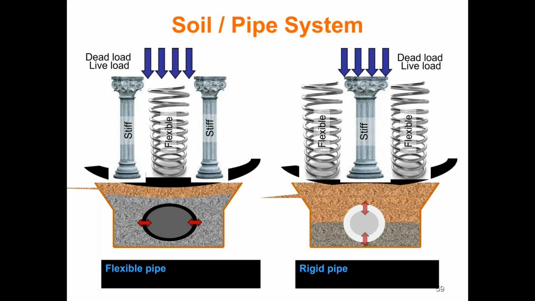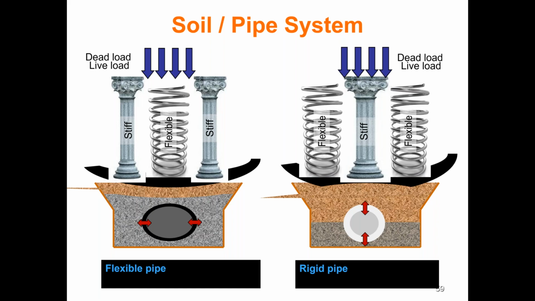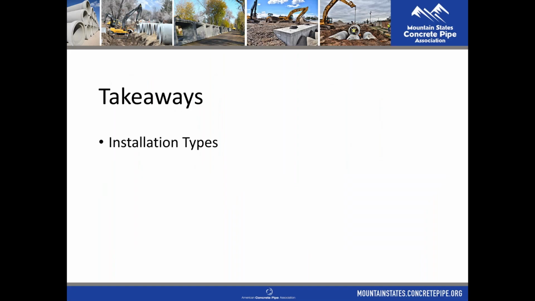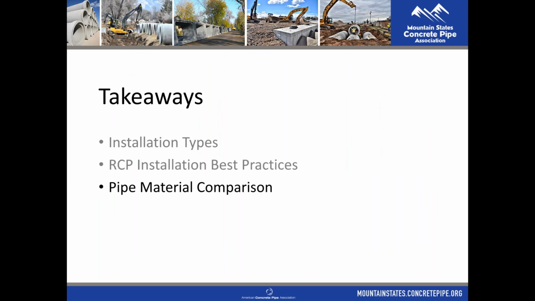Now on the flip side, if you have a rigid pipe and you load that, the pipe itself is the structure and is that stiff column of support, so it's not going to deflect. It's just there to withstand the loads up and down. It's not going to want to deflect on us, so you're allowed to have a little bit more flexibility on the sides. That illustrates why those two are different. Again, we talked about the installation types. We focused on the installation best practices for reinforced concrete pipe, and we did a short comparison at the end between different pipe materials and why flexible is not an equal substitute for RCP.